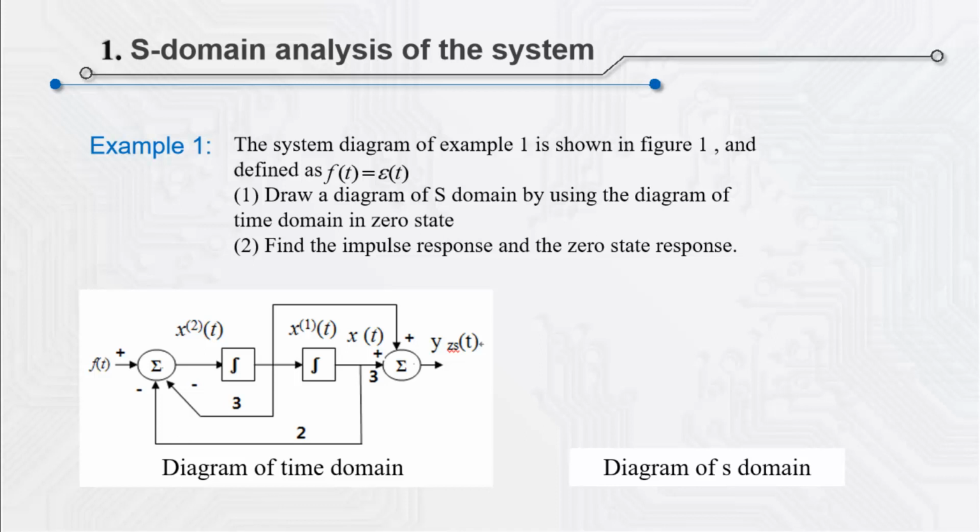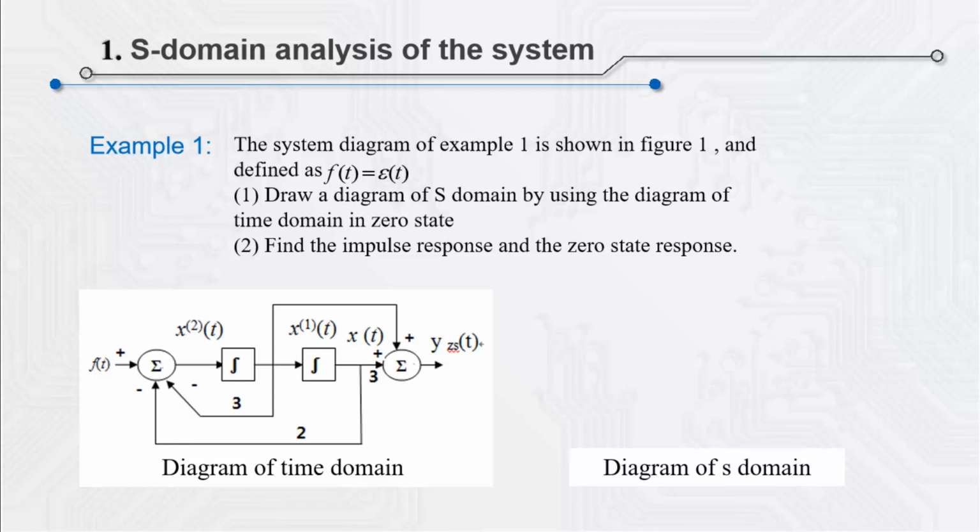Example 1. The system block diagram is shown in Figure 1. Known f(t) equals epsilon(t). 1. Draw the S-domain block diagram for the zero-state response. 2. Find the impulse response and the zero-state response. Let's look at the block diagram of the time domain. So how to change a time domain block diagram to an S-domain block diagram? The first step is to turn f(t) into F(s), y(t) becomes Y(s), x(t) becomes X(s).